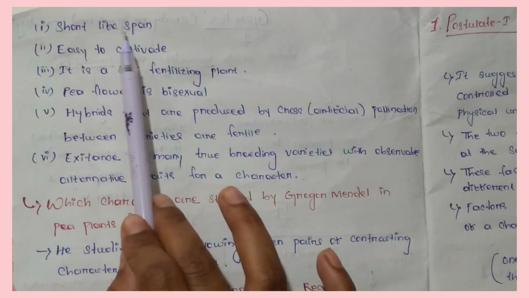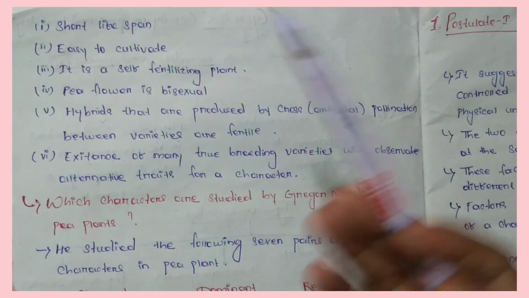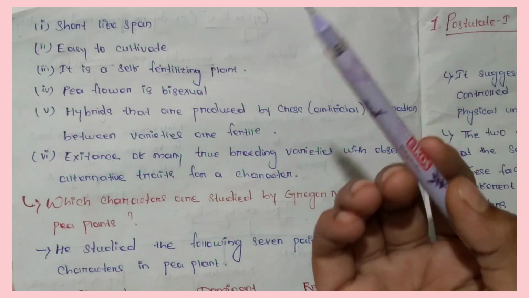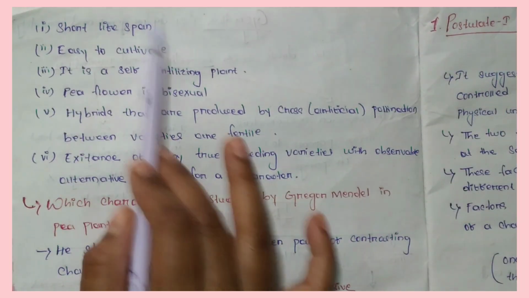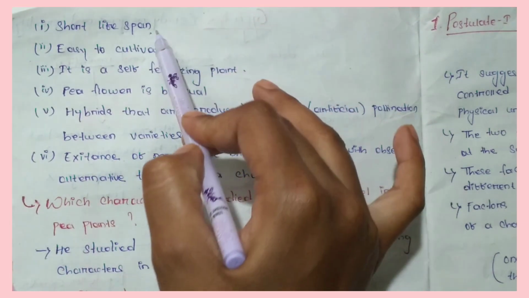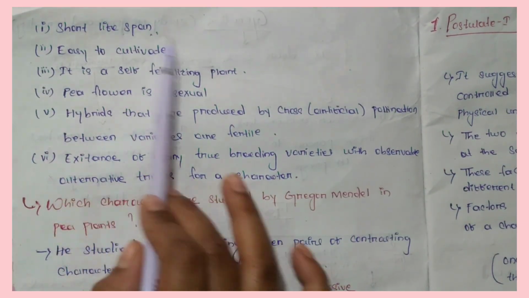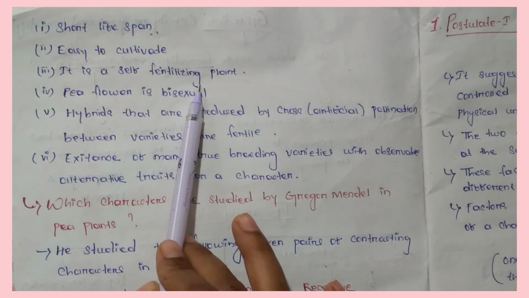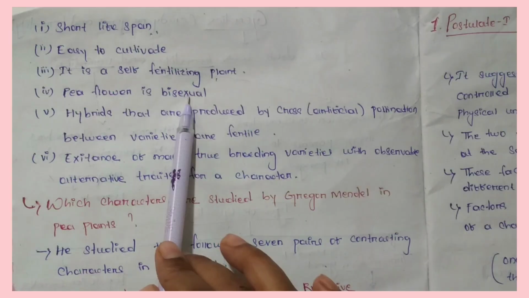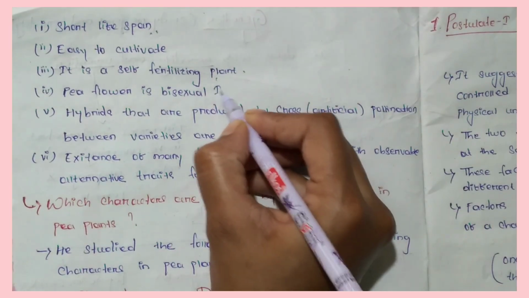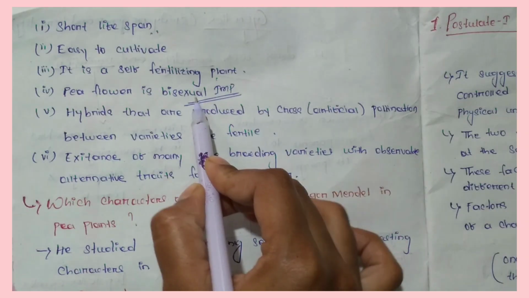Short lifespan: the pea plant has a short lifespan. That means if we cross the plant, it will survive only a few months. That's why short lifespan is the main reason Gregor Mendel took the pea plant as experimental material. Easy to cultivate. It is a self-fertilizing plant or cross-fertilizing plant. The pea flower is bisexual, it's a very important point. Pea flowers are bisexual, that's why it was taken as experimental material.